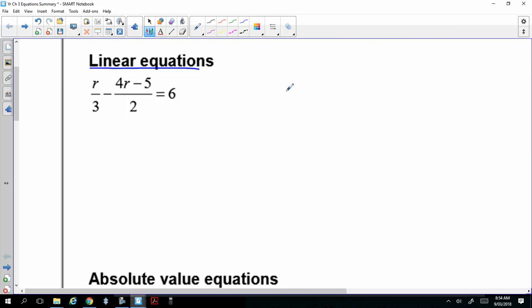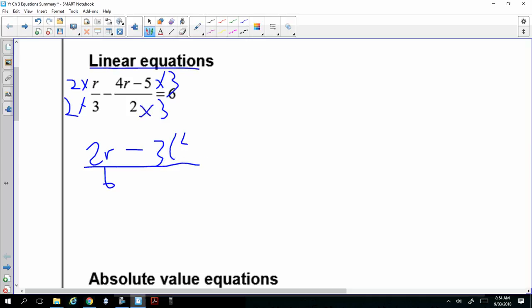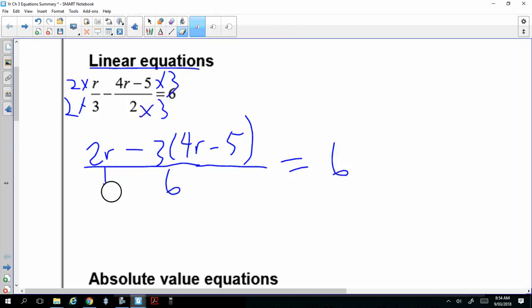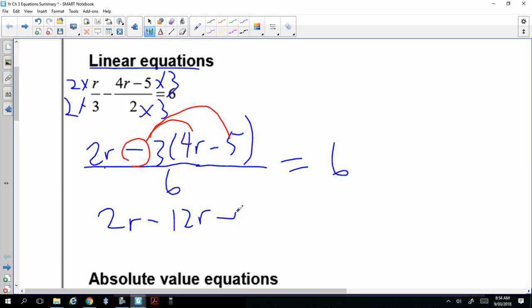So what you do is you make a common denominator. Times by 2, times by 3. So you get 2r over 6 minus 3(4r minus 5) over 6, equal to 6. Note the use of brackets. Then I have to expand the bracket, and note how I expand it: I have to include the negative. This is very important. So 2r minus 12r plus 15.